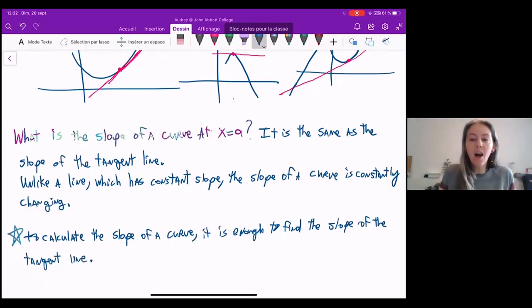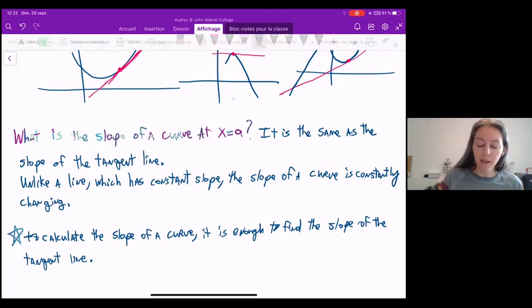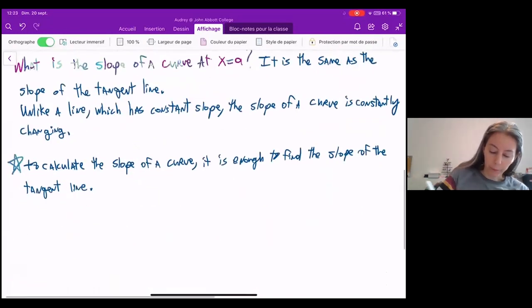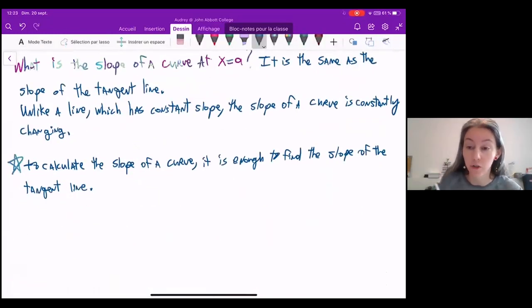But how many points do I need to calculate the slope of a line? Hopefully in your heads, or even out loud, you're saying 2. Exactly, I need 2 points to calculate the slope of a line. And with my tangent line, I only have 1 point. So the new question is, how can I calculate the slope of the tangent line at a point when I only have 1 point? That's the question that we're going to try to answer right now.